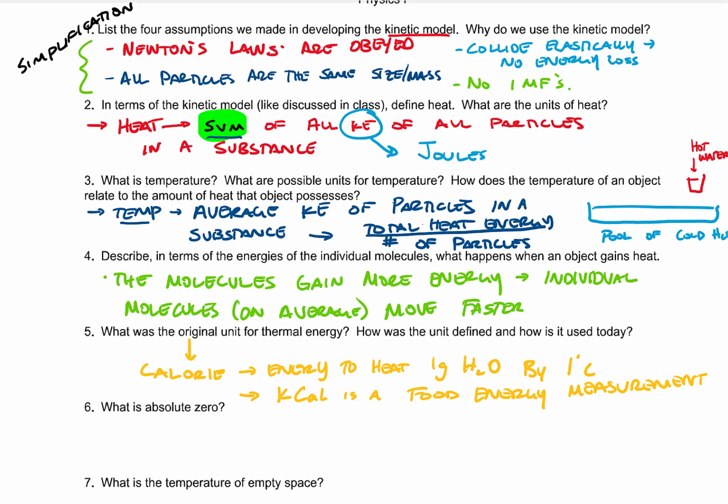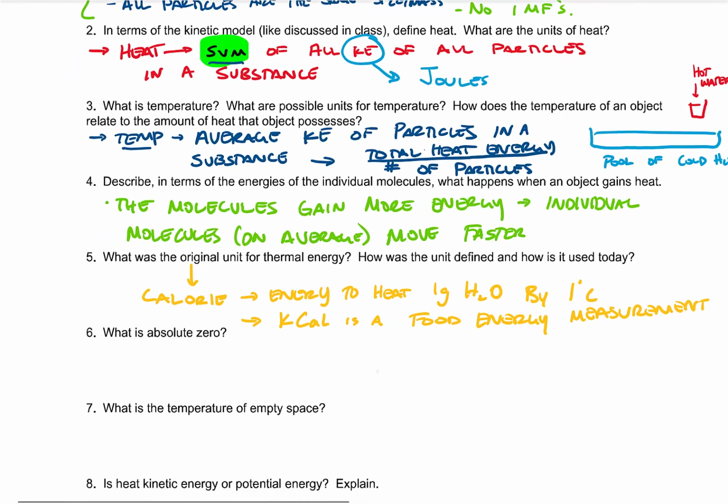So the 1 calorie that you get from food is actually enough heat to raise 1,000 grams of water, so 1 kilogram of water, by 1 degree Celsius. That's a food calorie. It's a lot of energy. What is absolute zero?